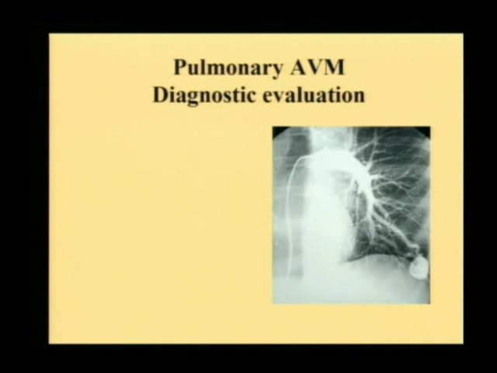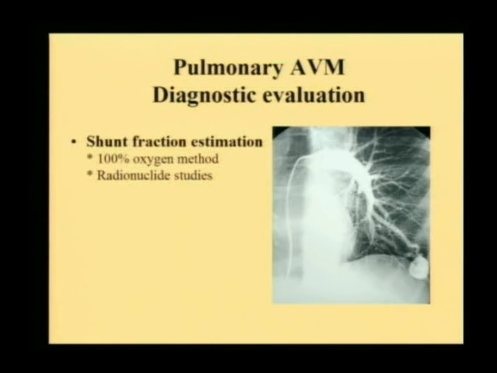So now, to address these questions, what are the ways we can go about evaluating these patients? As I mentioned to you, shunt fraction evaluation is the key to deciding on the way you are going to follow these patients. There are two ways you can estimate this shunt fraction. What we use routinely is this 100% oxygen method. I will come to it shortly.